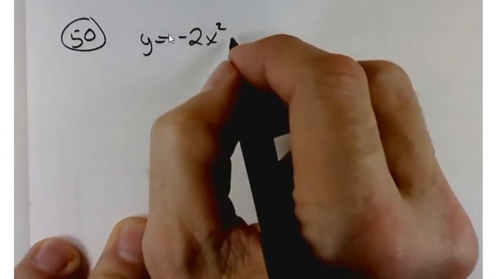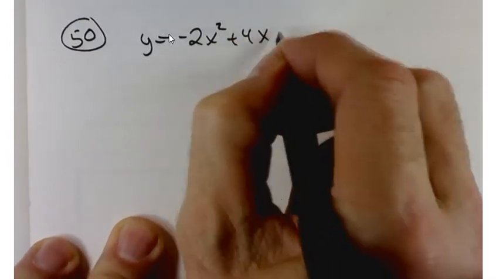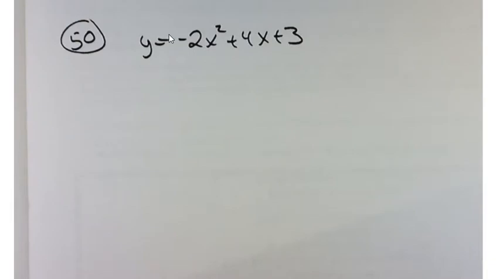Y equals negative 2x squared plus 4x plus 3. So this one's yours. Give that one a shot, see what you can do. If you need some help, let me know.